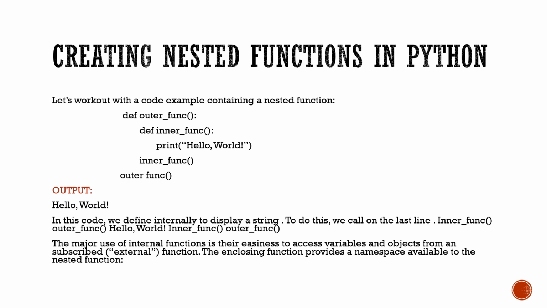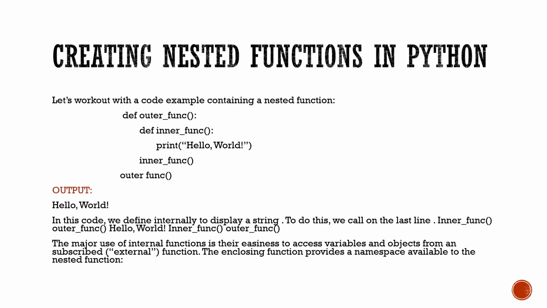Now here I'm going to talk about creating nested functions in Python. So how to create a nested function in Python. Let's work through an example using a nested function. As we see in the example, def outer function, and we have given an inner function. Now we have printed hello world. And if we see the output, the output will be hello world. In this code, the inner function is defined internally to display a string. To do this, we call it on the last line.